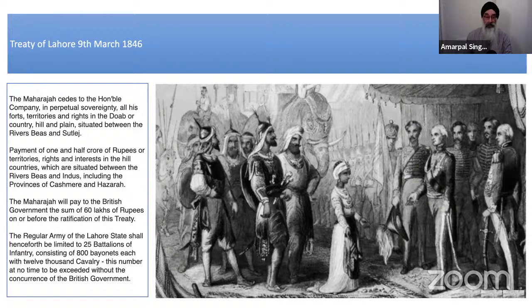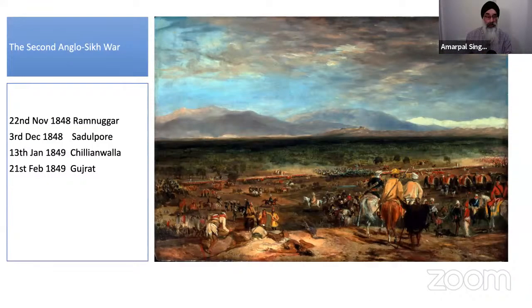And there was a couple of other conditions, or several conditions rather, that the British insisted on. There was quite a high financial penalty as well, that the Lahore government had to pay 60 lakh rupees to the British. And most importantly, in the treaty, it was agreed that the Sikh army would be reduced to about 32,000 men, down from 80,000-90,000 men. So the British were basically weakening the state as much as they could. So that's what happened in the First War.